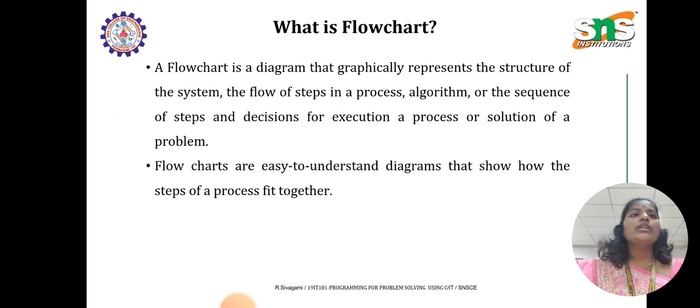Next, what is a flowchart? A flowchart is a diagram that graphically represents the structure of the system, the flow of steps in a process or algorithm, or the sequence of steps and decisions for execution of a process or solution of a problem. Flowcharts are easy to understand diagrams that show how the steps of a process fit together.